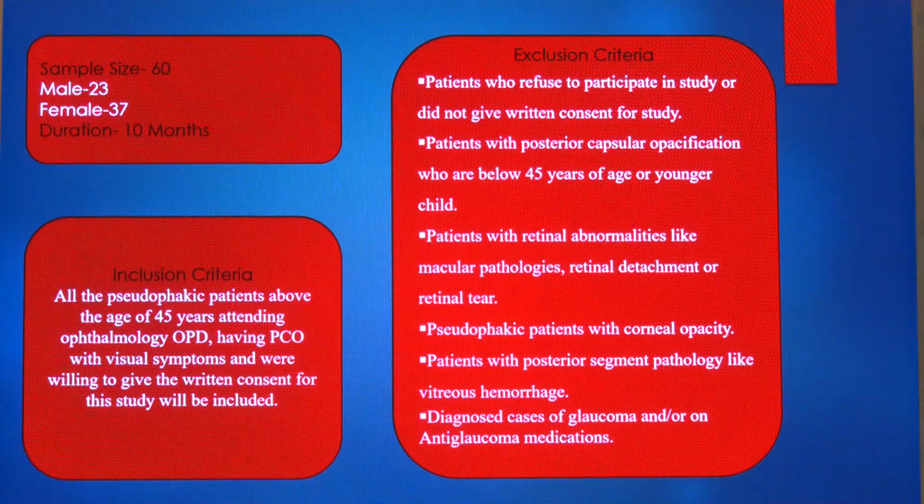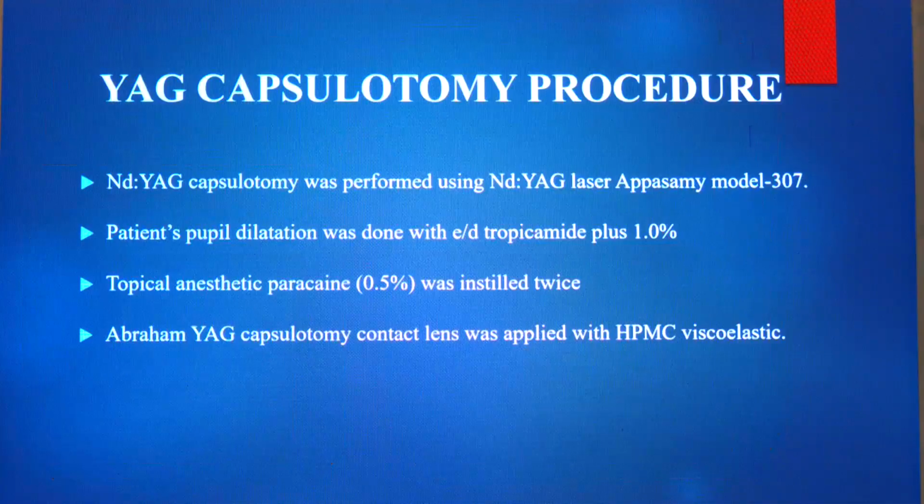Exclusion criteria include patients who refused to participate in the study or did not give written consent, patients with posterior capsular opacification who are below 45 years of age, patients with retinal abnormalities like macular pathologies, retinal detachment, or retinal tear, pseudophakic patients with corneal opacity, patients with posterior segment pathology like vitreous hemorrhage, and diagnosed cases of glaucoma on anti-glaucoma medications.